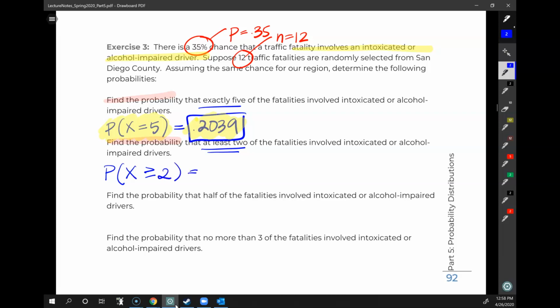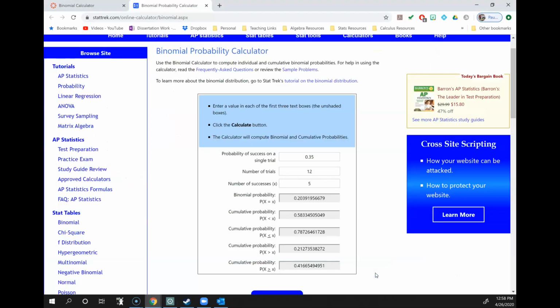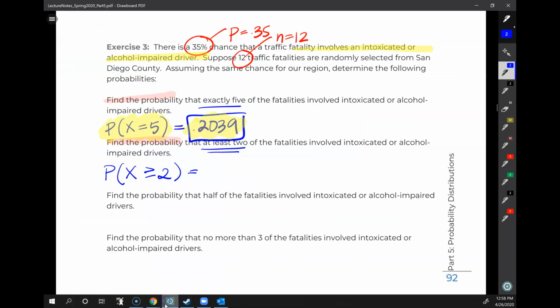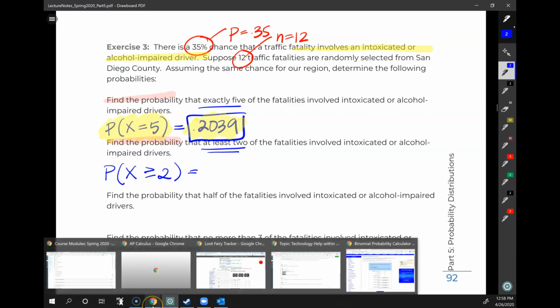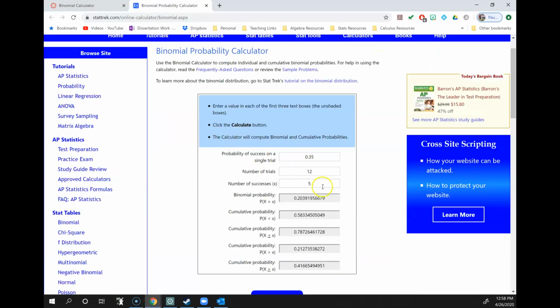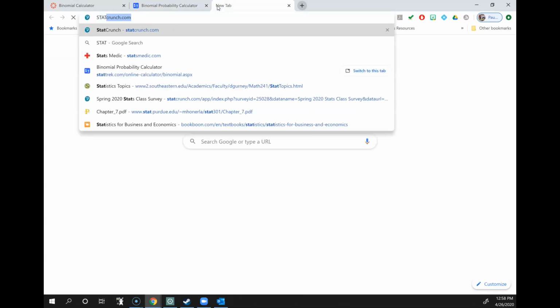It would be really easy, really straightforward, to go back to that calculator and just change this 5 to whatever I was looking for, which I've already forgotten because I talked too much, 2, and get out the right value, right? So I could just change this to 2 and then just pull the greater than or equal to right here. Now I'm going to show you StatCrunch just because I want to give you some options here.